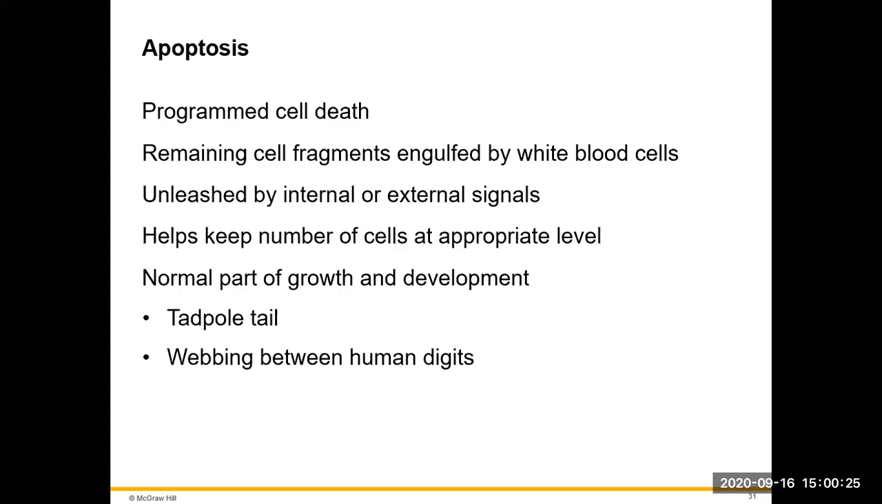Apoptosis, I said that earlier, is a programmed cell death. A cell cannot live forever unless it is a cancer cell, and even a cancer cell cannot live forever because at some point there will be scarcity of nutrients and resources, and it will die. But every living cell has a time limit, so there is a programmed cell death. And once a cell destroys itself, the remaining cell fragments are engulfed by white blood cells like neutrophils, basophils, and things like that.